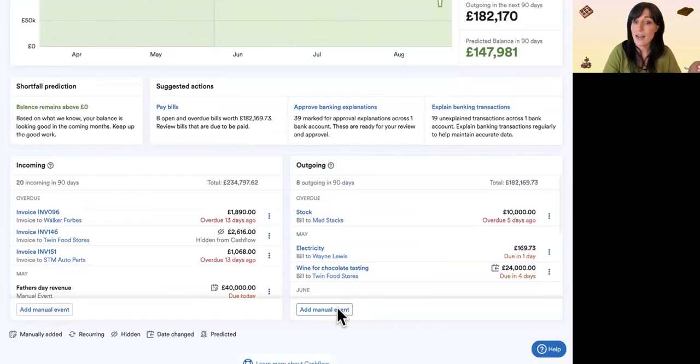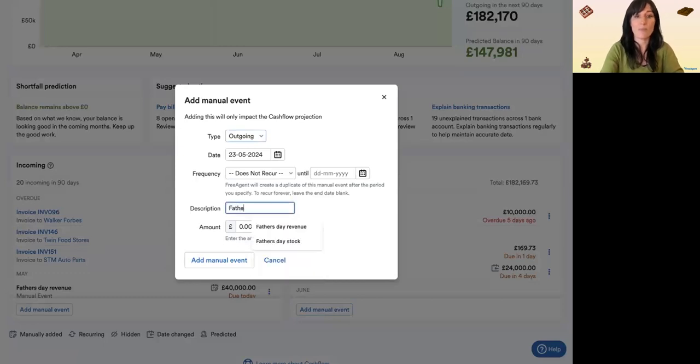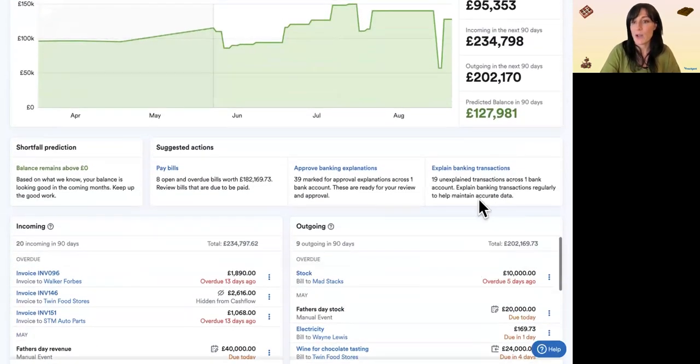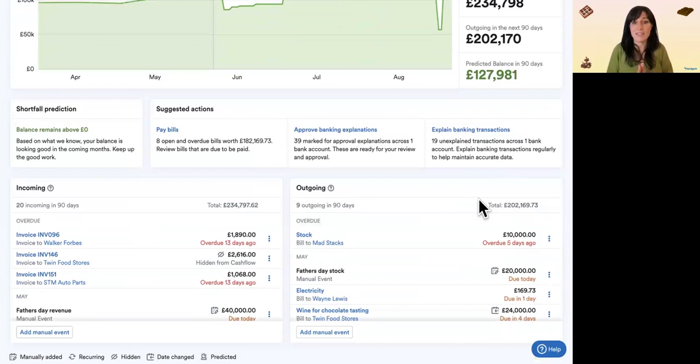However, to do that, I need to buy extra stock. So I'm going to put in a predicted outgoing of 20,000. Again, that then takes my balance down. Now, worst case scenario, what happens if actually I've made a mistake and Father's Day doesn't mean that chocolate stocks are going to go up?